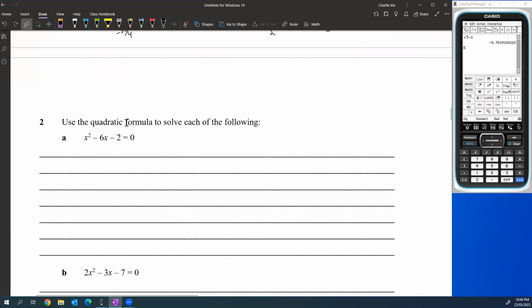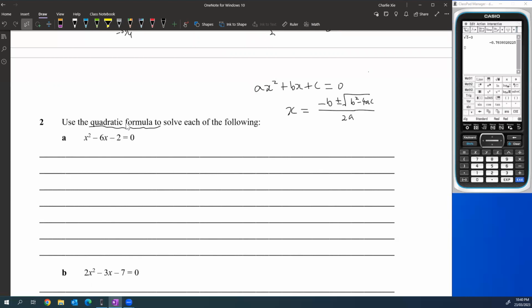Question 2, using the quadratic formula to solve each of the following. Speaking of the quadratic formula, when your quadratic equation ax squared plus bx plus c equals 0 is in its standard form or polynomial form, you can always use the quadratic formula: x equals -b plus or minus the square root of your discriminant, b squared minus 4ac, all over 2a.